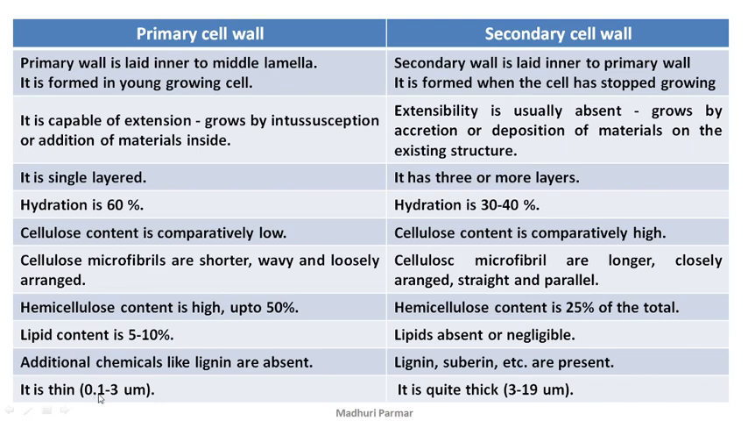The primary cell wall is very thin, 0.1 to 3 micron in size, while the secondary cell wall is 3 to 19 micron in size. These numbers obviously differ from book to book, but they are just given for you to understand. It is just for logic and reasoning, so that you come to know the secondary cell wall is very thick, larger in size compared to the primary cell wall.